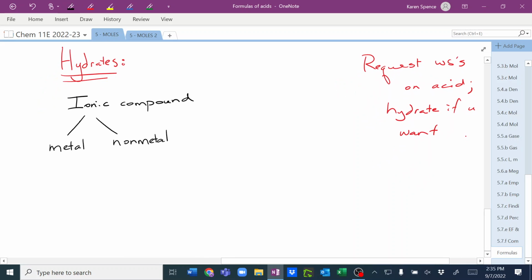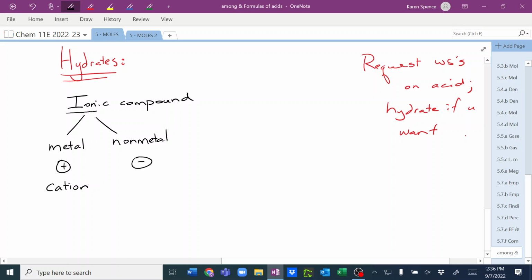Because they're ionic, what does that imply that they involve? Ions, right? What kind of ion does the metal form? It's positive. So this is our positive ion. What do we call that? That's our cation. Our cation. Okay. And our nonmetal will be the negative ion, and that is the anion.